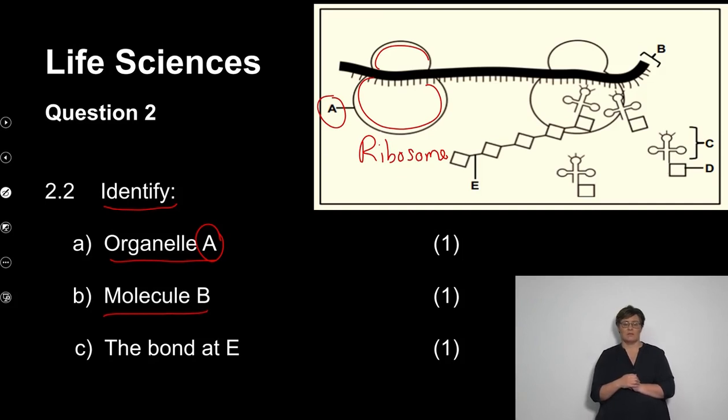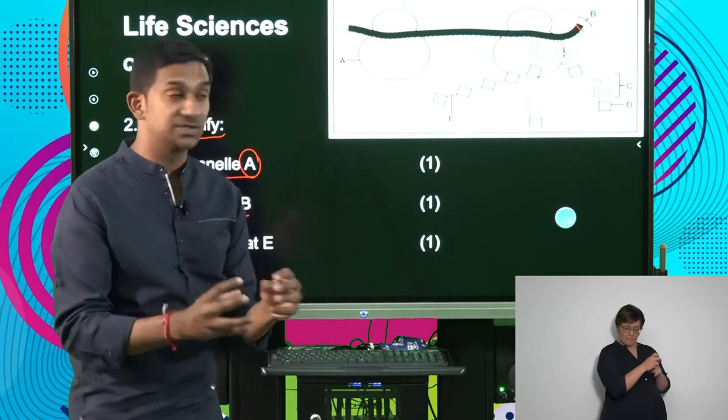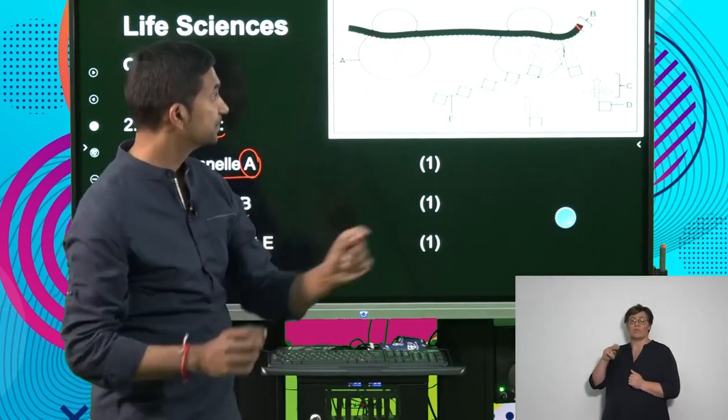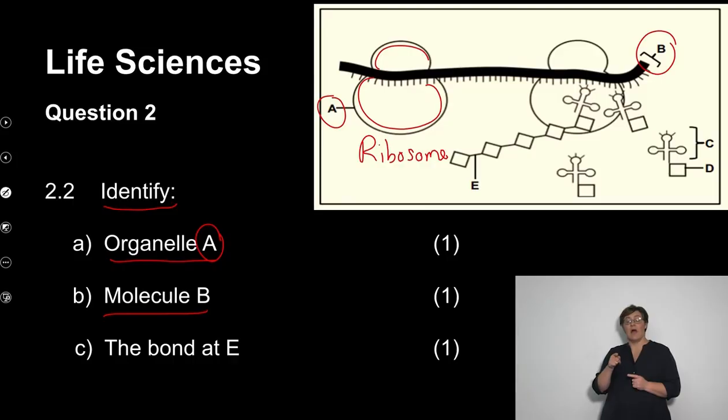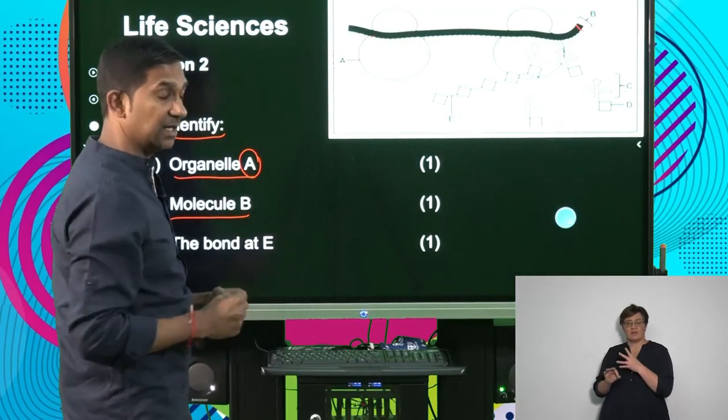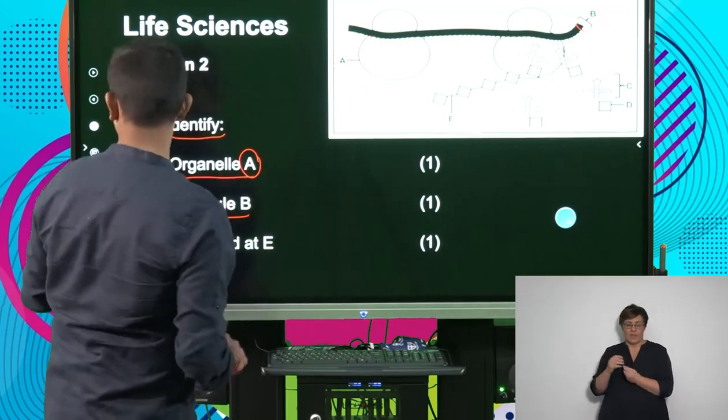The next structure we need to identify is molecule B. As I mentioned, during the process of transcription, mRNA is produced, and that mRNA leaves the nucleus and moves into the cytoplasm, where the ribosomes read it. So clearly we can see that the ribosome is processing this mRNA molecule. Several of them read this mRNA molecule and then bring in a specific tRNA with its amino acid.